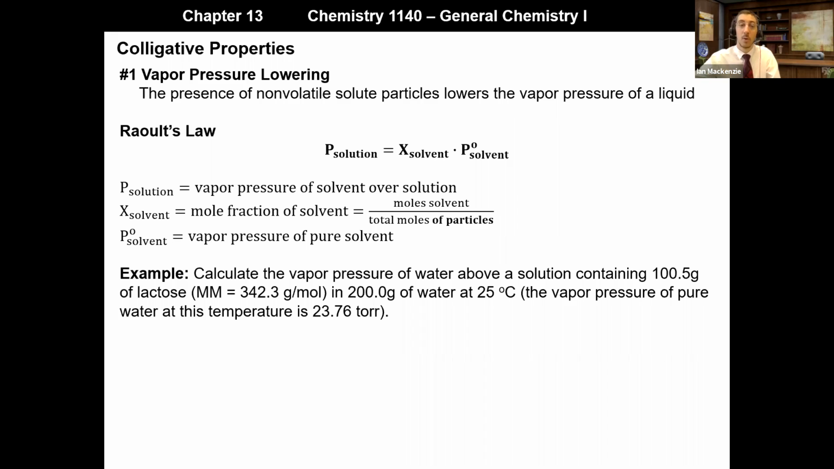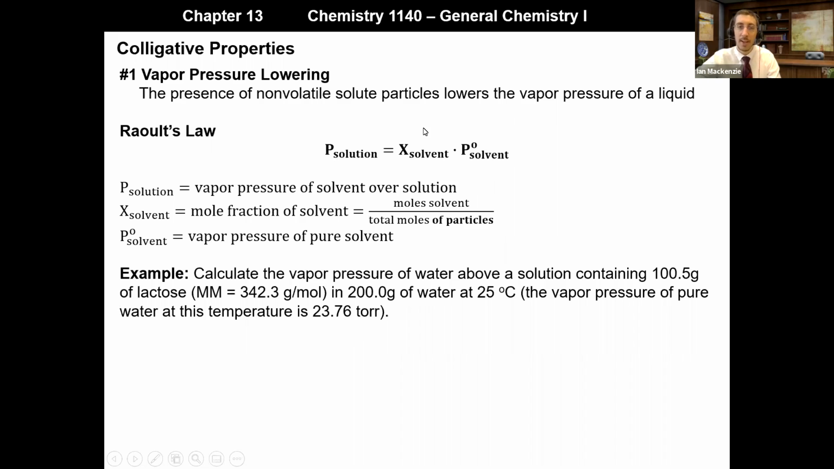Well, we've been given the vapor pressure of pure water at this temperature, so that's P0 solvent. So we have that 23.76 torr. That's P0 solvent. And we're asked for the vapor pressure of water over the solution. So we're asked for P of solution.